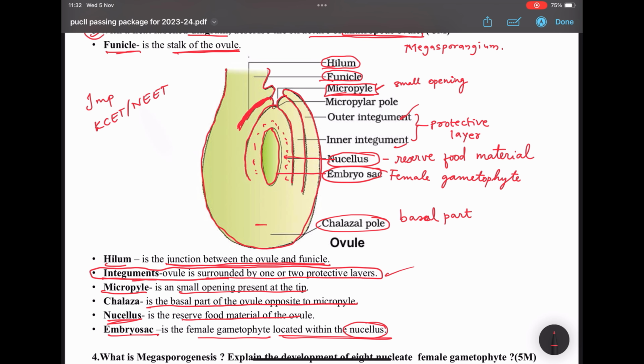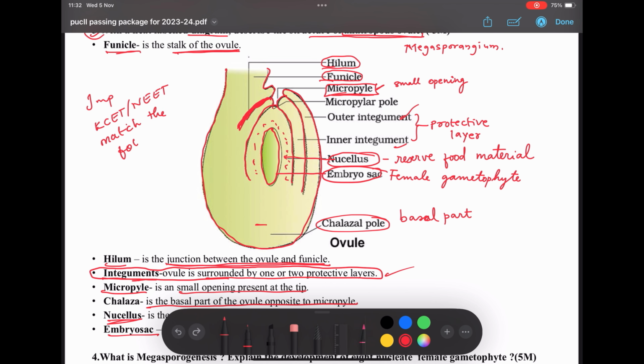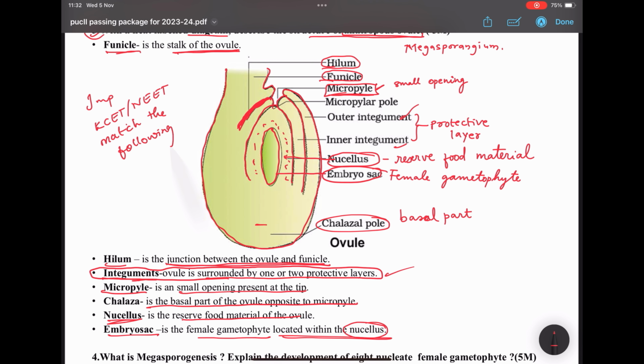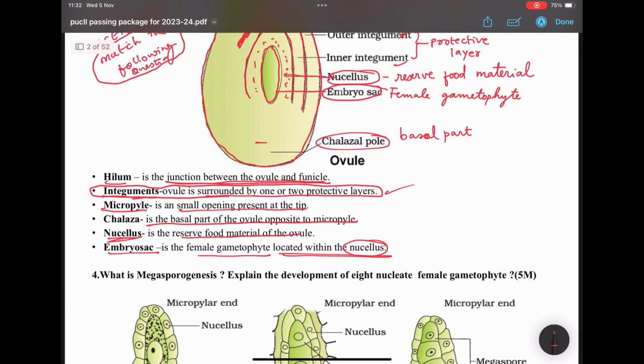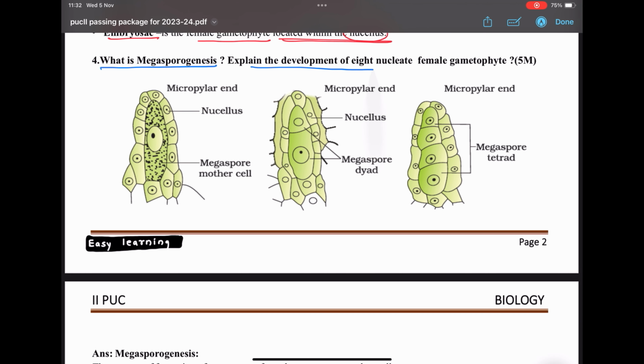It is very important for KCET and NEET, and this particular diagram will be asked as a match the following regarding hilum, funicle, micropyle and chalazal pole. Then the fourth question: what is megasporogenesis? Explain the development of the 8-nucleate female gametophyte. It is a 5 mark question.